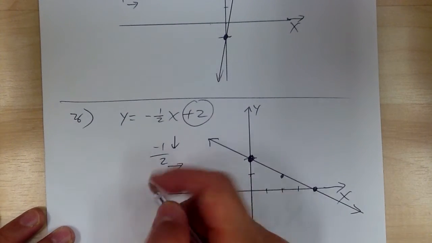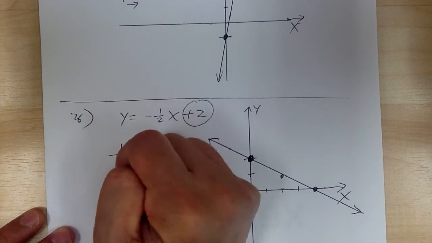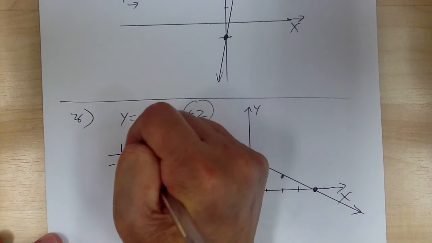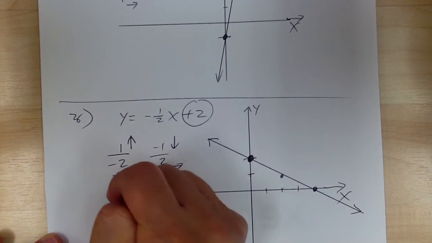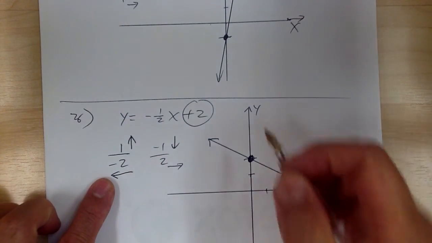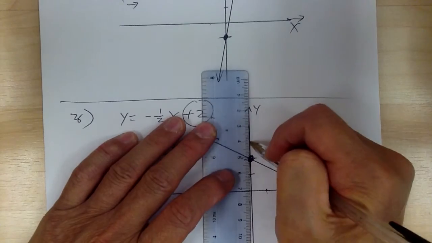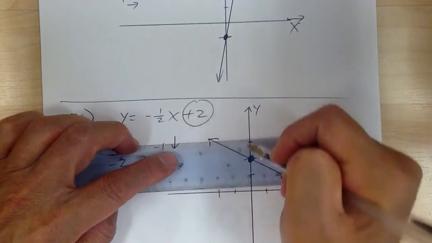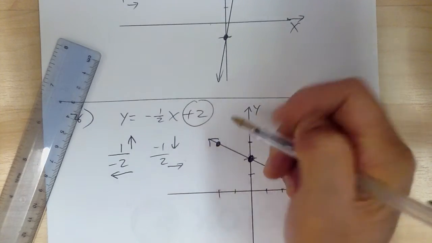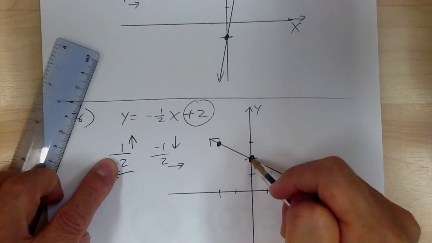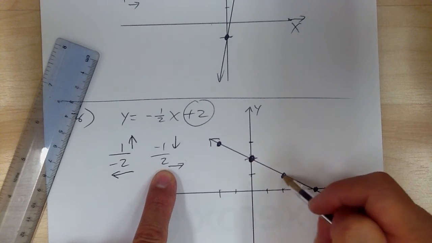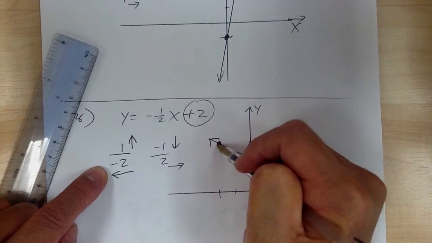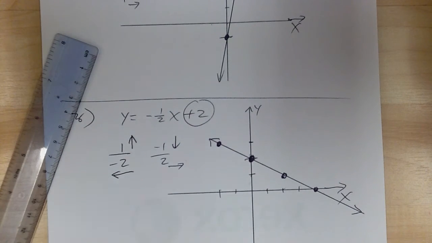Now, what happens if you put a negative on the bottom? What happens if you go 1 over negative 2? It's still okay, because this means go up 1, and this means go to the left 2. So you go up 1 and over 2, and you end up right over here. If you start over here and go down 1 over 2, you end up right over here. If you go up 1 and over 2 this way, you end up right over here, but they're on the same line. So it doesn't matter where you put a negative.